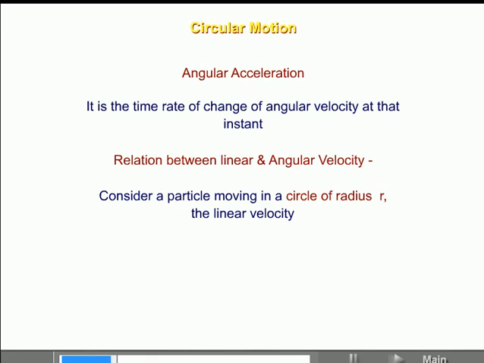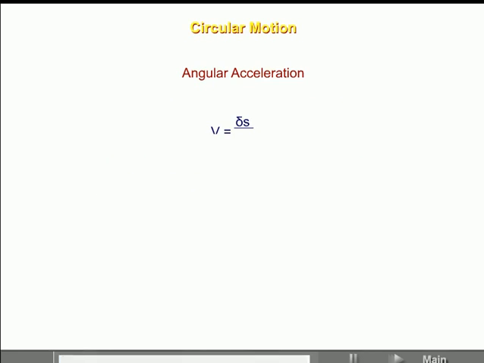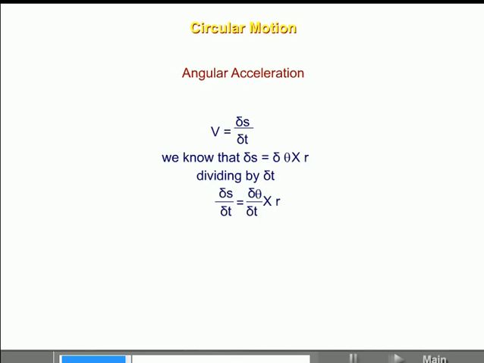Relation between linear and angular velocity. Consider a particle moving in a circle of radius r. The linear velocity v is equal to ds upon dt. We know that ds is equal to d theta multiplied by r. Dividing by dt, ds upon dt is equal to d theta upon dt multiplied by r. Therefore, v is equal to r omega.